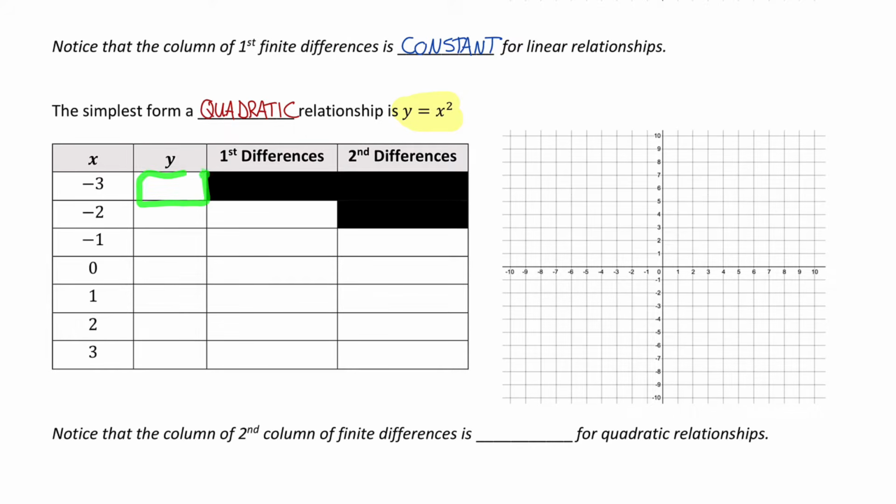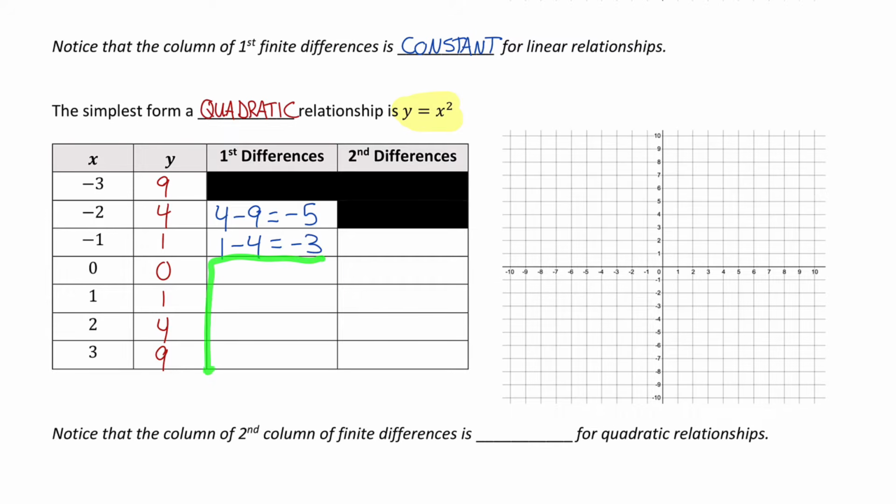So to get this first y value, I know y is equal to the x value squared. And -3 squared means -3 times -3, which is 9. And then -2 squared is 4, and so on. Square each of these x values, and I get their corresponding y values. And now I'll complete this column of first finite differences by finding the differences in consecutive y values. Looking at the first pair of y values, if I do the bottom minus the top, 4 minus 9 is -5. And then looking at the next pair of y values, bottom minus top is 1 minus 4. And that gives me -3.